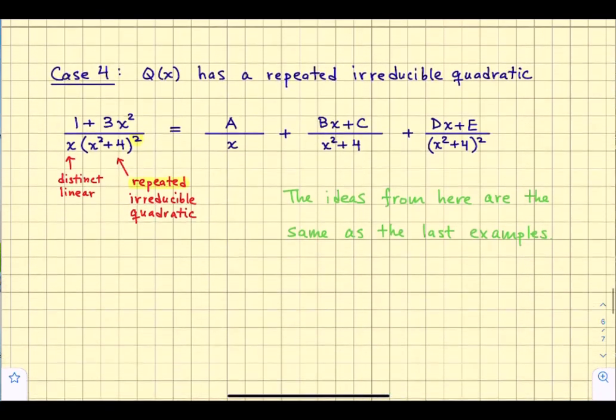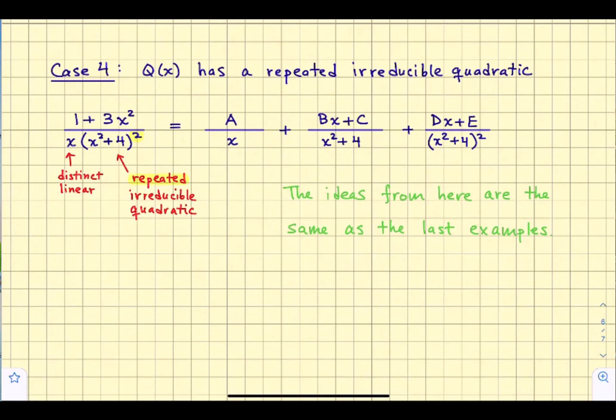And I guess the last case is, in case 4, what happens if Q has a repeated irreducible quadratic? So if you have a repeated irreducible quadratic, we won't do theory here, we'll just show you with an example. So imagine we had 1 plus 3x squared all over x times (x squared plus 4) quantity squared. Notice this is a distinct linear factor, so this is a case 1. This is an irreducible quadratic. You can check its discriminant is negative. You can also check that it doesn't factor any further over the reals. And it's repeated because notice it has a multiplicity of 2 here.